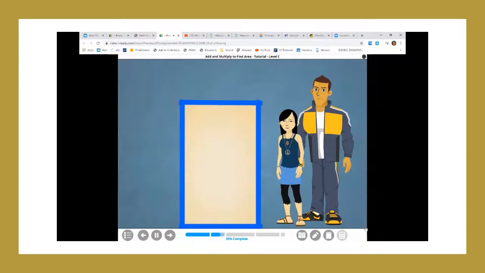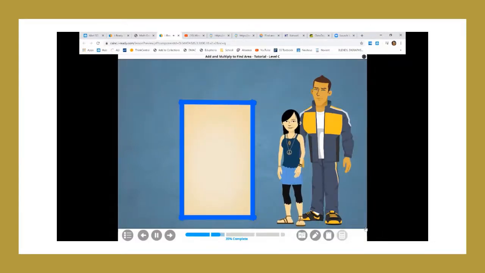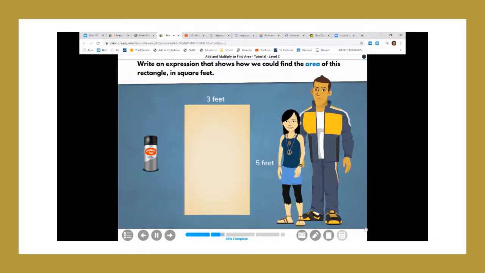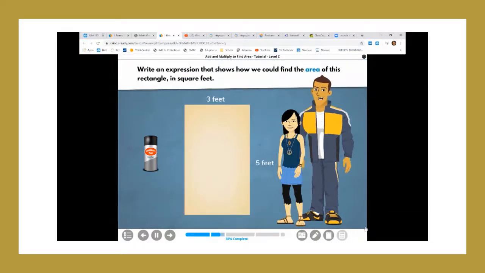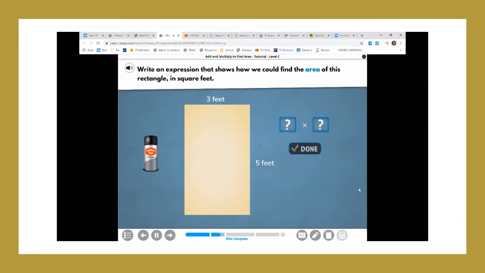Is there enough paint in one can to cover this part of the wall? We know that 1 can of paint covers 12 square feet. But what is the area of this part of the wall? Write an expression that shows how we could find the area of this rectangle in square feet. Now remember that to find the area, we need to multiply the length times the width. So I'm going to put here the 3, which is the width, times 5, which is the length. Yep. We can multiply 3 and 5 to find the area of the rectangle in square feet.